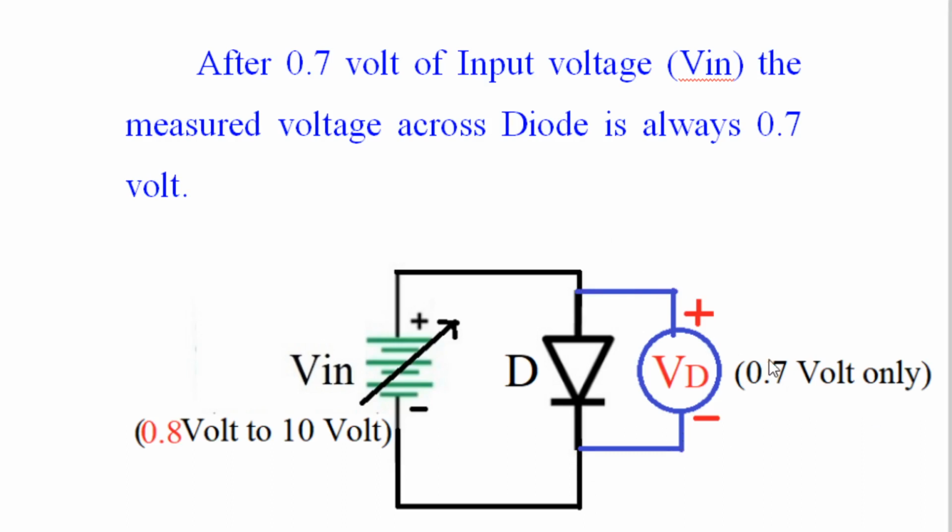Now the question comes here, what will happen to the voltage which is greater than 0.8 volt? Suppose here there is 5 volt. If the voltage across the diode is 0.7 volt and the applied voltage is 5 volt, then 0.7 volt is the voltage measured across the diode, but we applied 5 volt. Then the question is, where is the 4.3 volt? What happened to the 4.3 volt? So the answer is like this.